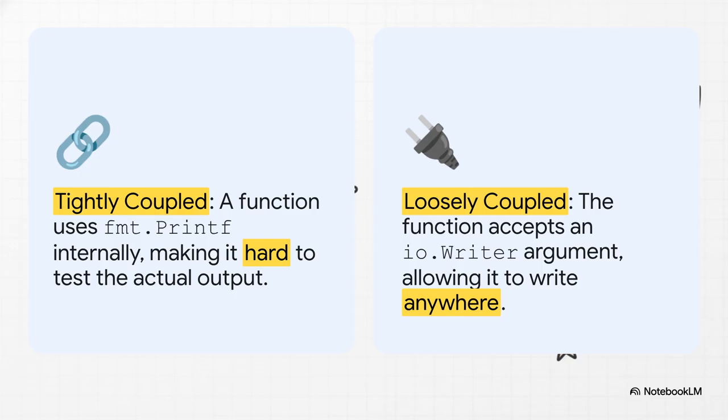The function signature is different. See how it now accepts an io.Writer as an argument? That's our standard port. We are now injecting the dependency. We're telling it where to write the output.